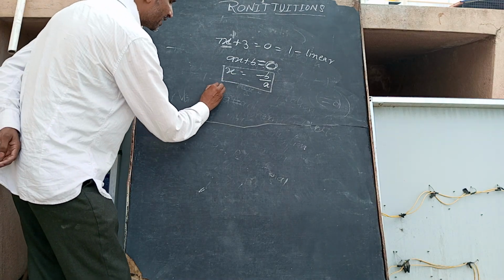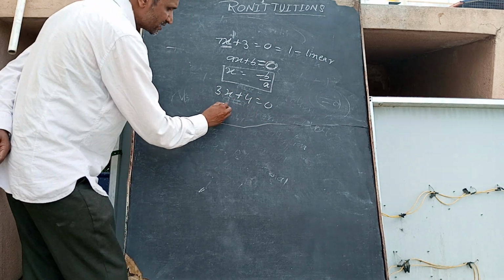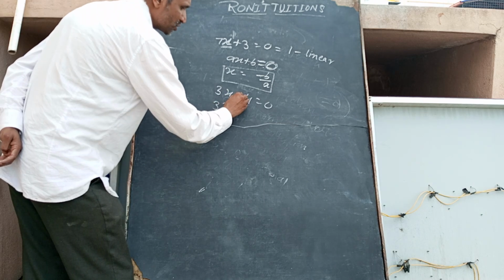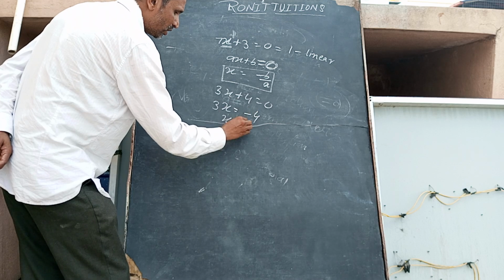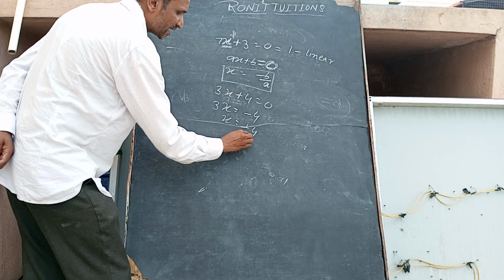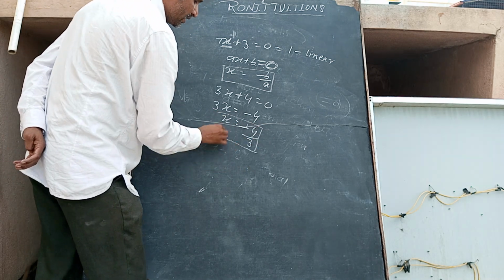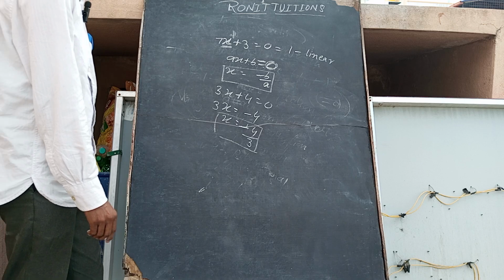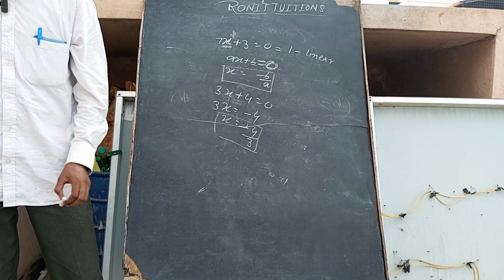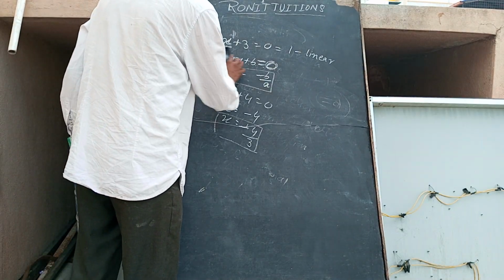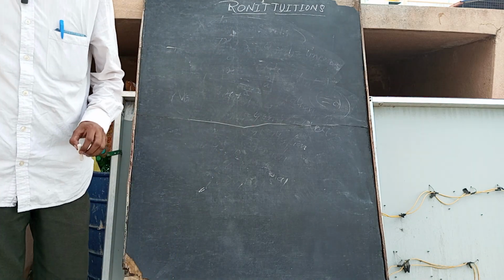Suppose I take an example: 3x plus 4 is equal to 0. Then what will be the value of x? 3x is equal to, the 4 goes to that side, so minus 4. Next, x is equal to minus 4, and the 3 is in multiplication, so when it goes to that side it becomes division. So x is equal to minus 4 by 3. Like that, a linear equation has single degree, 1 degree. A 1 degree polynomial is called a linear equation or linear polynomial, and the value of x is always minus b by a.